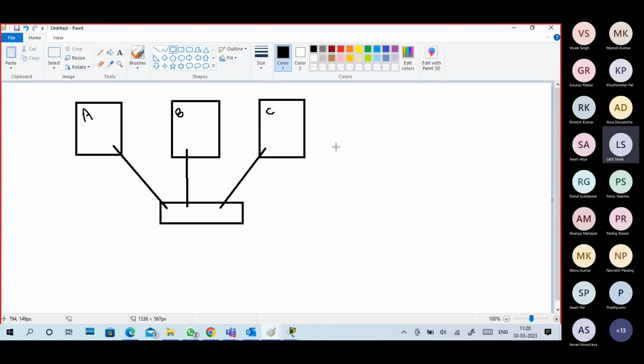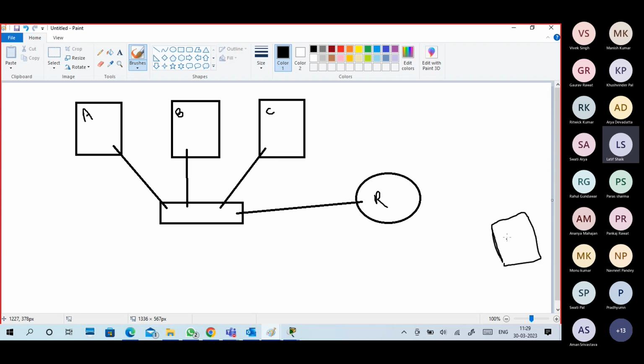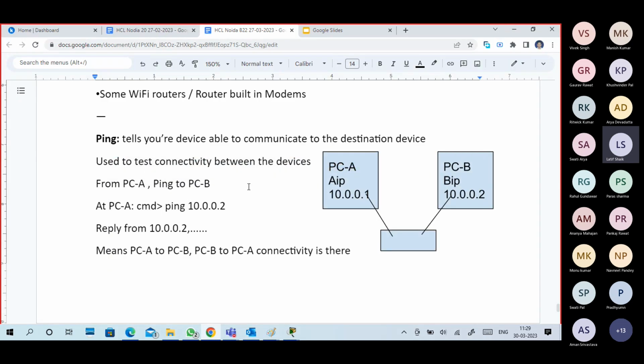Or maybe I have a router. Can I communicate from this PC to the router or not? Or can I communicate to google.com or not? Can I connect to the company or not? So what I am saying is, I want to test whether I am able to communicate from this device to another device. Right? Understand, guys?